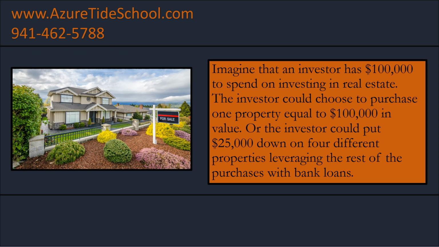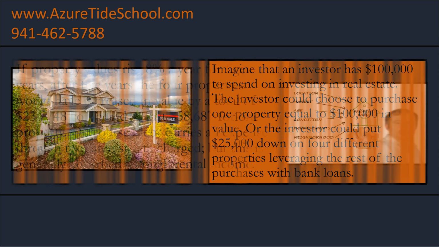Imagine that an investor has $100,000 to spend on investing in real estate. The investor could choose to purchase one property equal to $100,000 in value, or the investor could put $25,000 down on 4 different properties, leveraging the rest of the purchases with the bank loans.